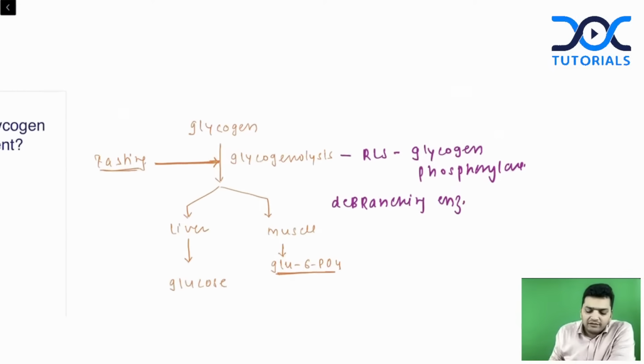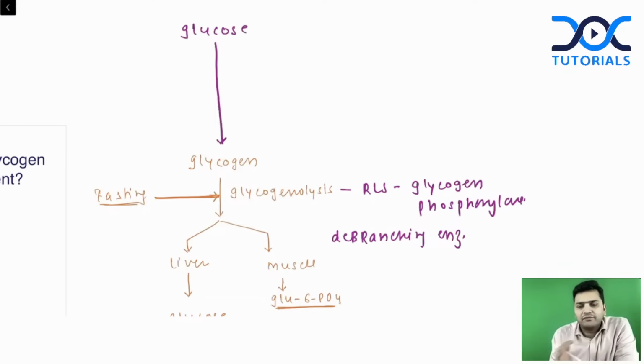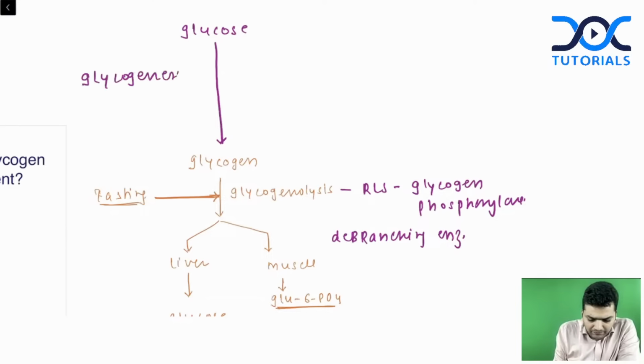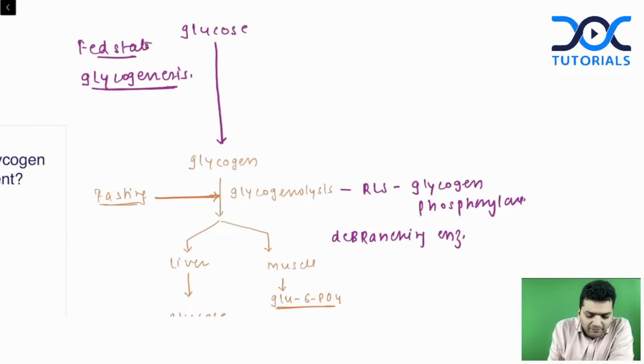But when we are in the well-fed state, the extra glucose which we are eating actually converts into glycogen. The extra glucose molecules will be clubbed together and we make a huge molecule called glycogen. That process is called glycogenesis. So glucose converts into glycogen when we are in the well-fed state. The glycogen looks like this.